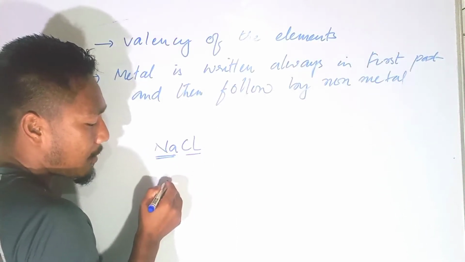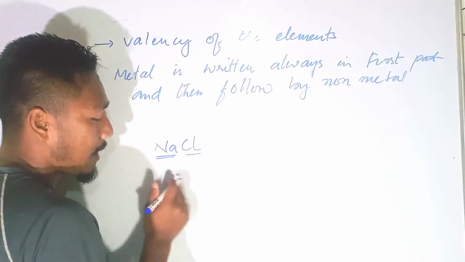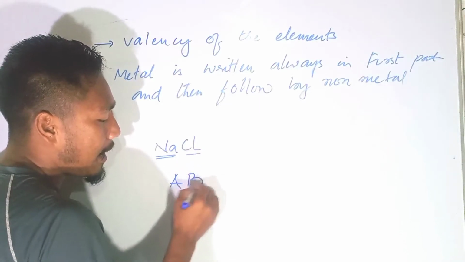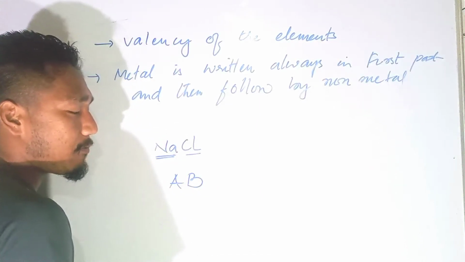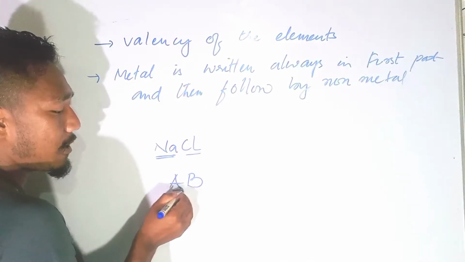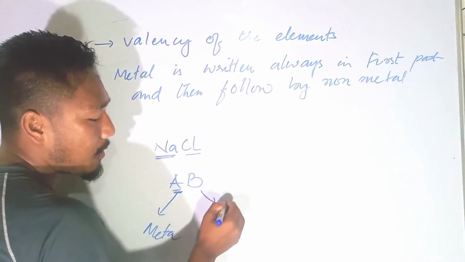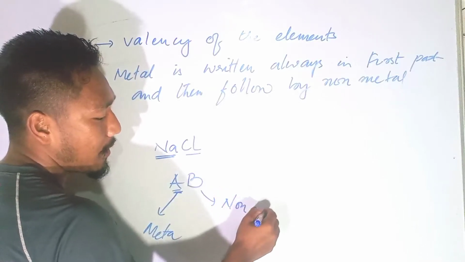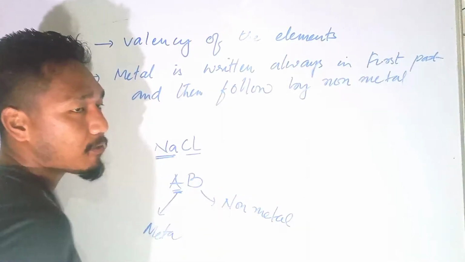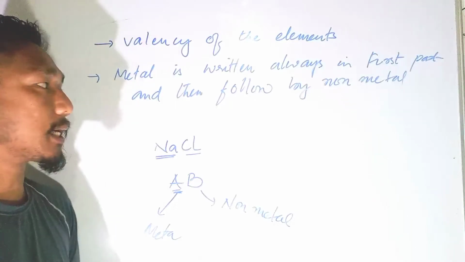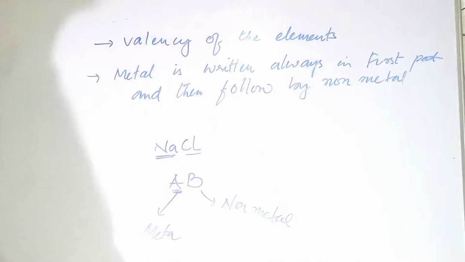If you talk about a compound, let's say the elements are A and B, the chemical name is AB. That means the first letter A belongs to the metal, and the second letter B belongs to the non-metal. That you have to remember. This is our second rule.